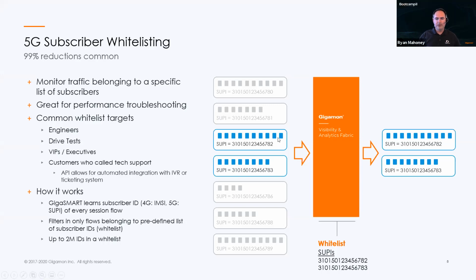And all the user plane traffic, you send it into the Gigamon fabric. You turn on whitelisting, and you say, I only want to see the sessions. I want to see all the subscriber sessions. I want to keep them whole, but only for the SUPIs or the IMSIs that I provide. So that's what this does. Some of the common whitelist targets would be your own engineers. So you could whitelist every single company-provided mobile phone that you might have for all of your engineers.